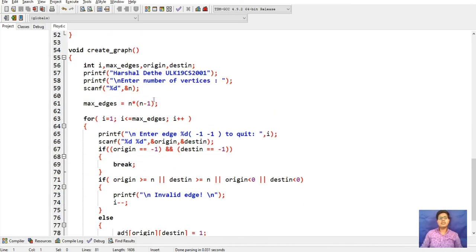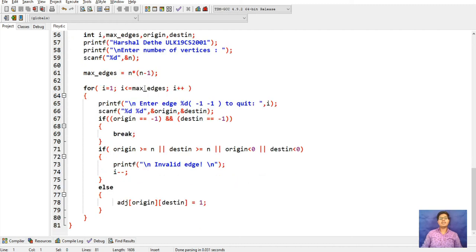And in this void create graph, here I have taken the message, origin and destination. It will firstly ask us to enter the number of vertices, means 4, 5, etc., and then the messages, that is n into n minus 1, means the number of vertices into n minus 1. For example, if I enter 4, it will take 3, means 4 into 3, so like that it will take.